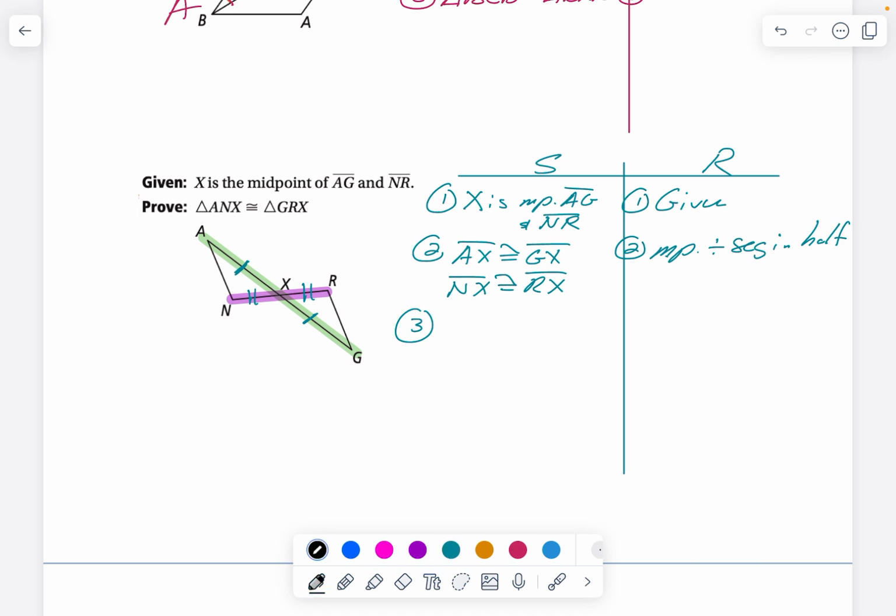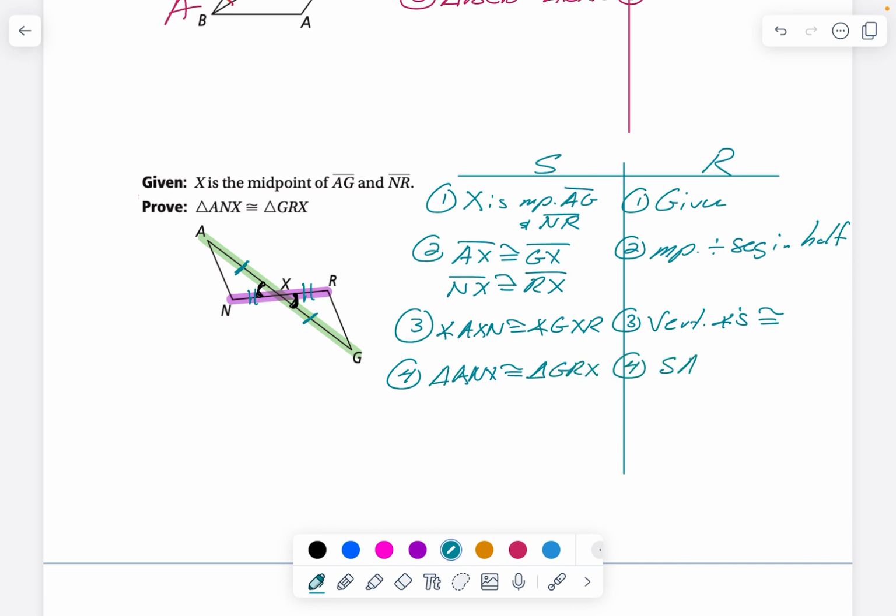However, we do know when we have an X, those vertical angles, the angles across from each other on the X, are congruent. So we can say angle AXN congruent to angle GXR, and that is vertical angles congruent. Now we can say triangle ANX congruent to triangle GRX by side, angle, side.